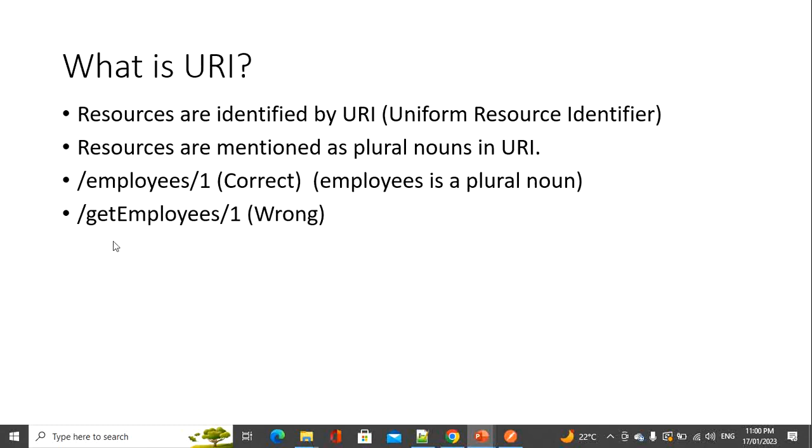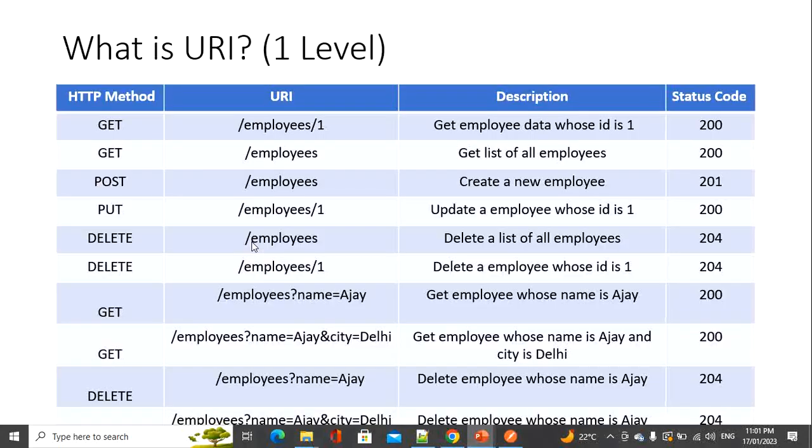We are not supposed to form the endpoint like slash get employees slash one. This is a wrong notation. This type of notation is used in the case of SOAP web services, but in the case of REST we are supposed to form only plural nouns, like slash employees slash one, slash products slash one, slash orders slash one, or something like that, if you are interested in other resources. So this is a URI.